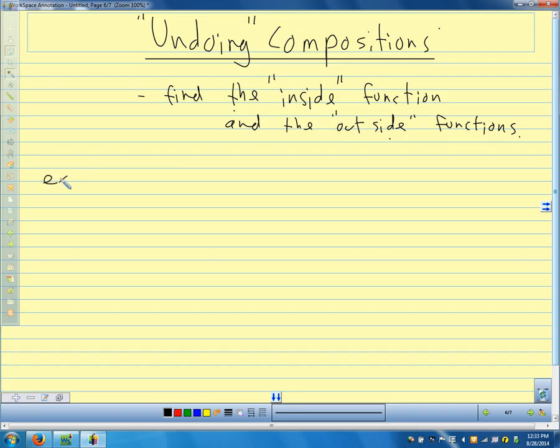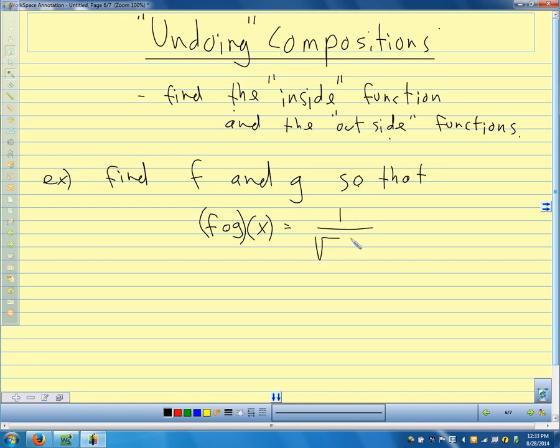So we want to find f and g so that f of g, our composition, equals 1 over the square root of 3x plus 1. So we're saying this is a composition of functions. What could be f and what could be g? What's a possibility for the outside function?